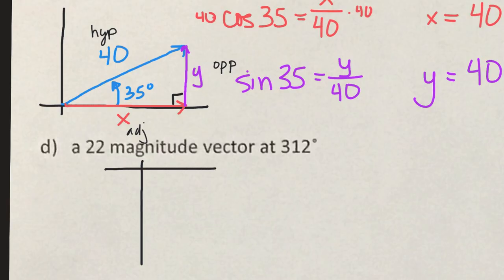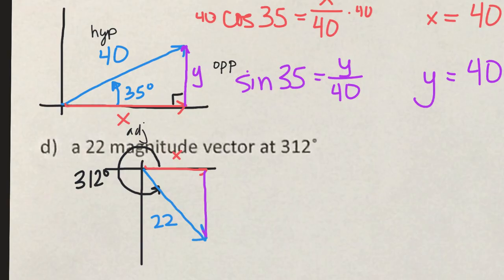So 312 degrees, that would be 90, 180, 270, 312 is over here in the fourth quadrant somewhere. Okay, so then we have our vector that has a magnitude of 22. So once again, we're going to find the x component, which is your horizontal, and we're going to find the y component, which is your vertical. Okay, so let's go straight to it.